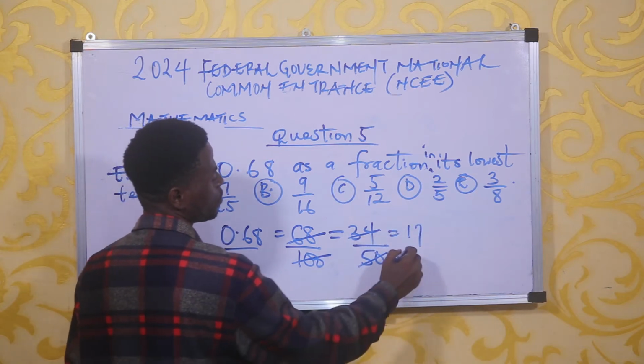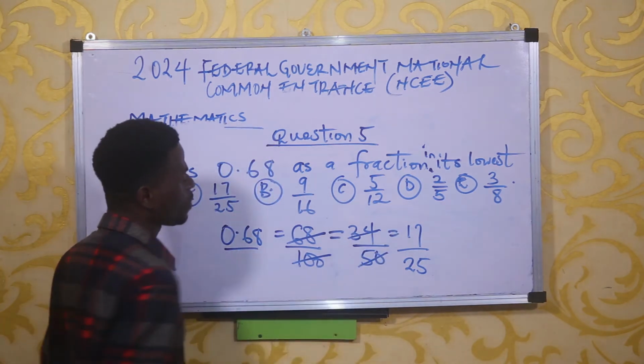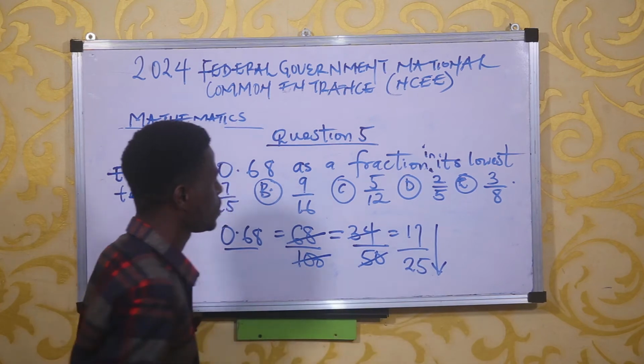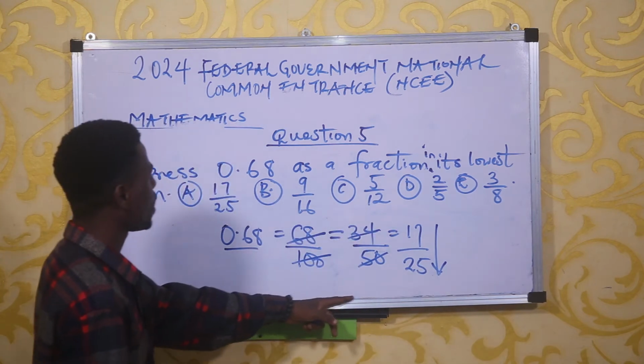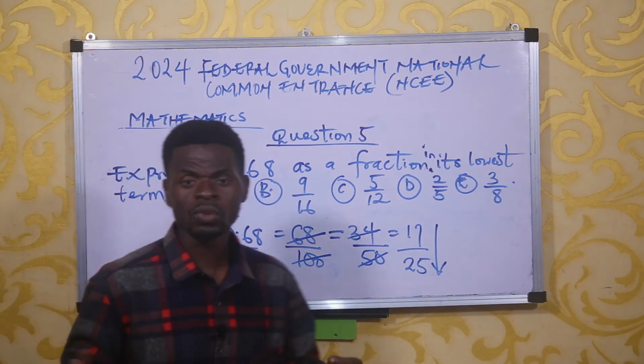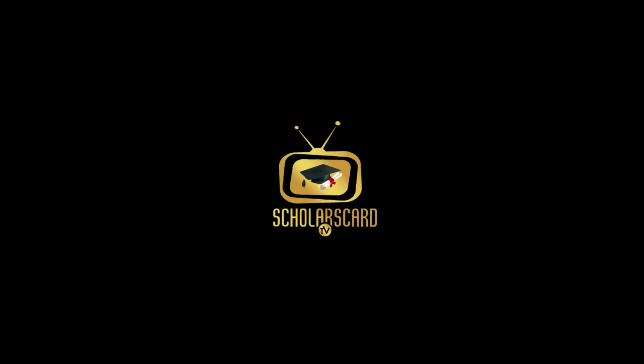And 2 in 50 gives us 25. So 2 cannot divide both sides perfectly. So this is the final answer. This is the lowest term. So our answer here is option A, which is 17 over 25. As simple as that. Thank you very much.